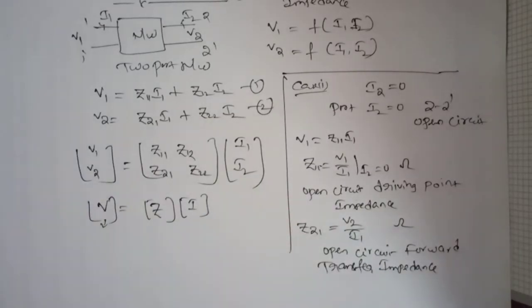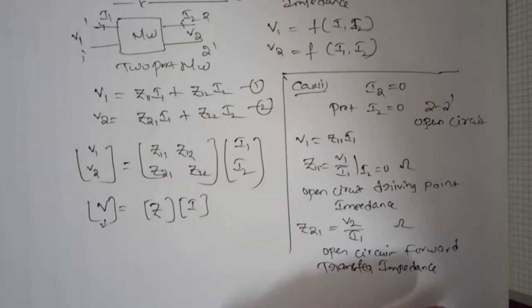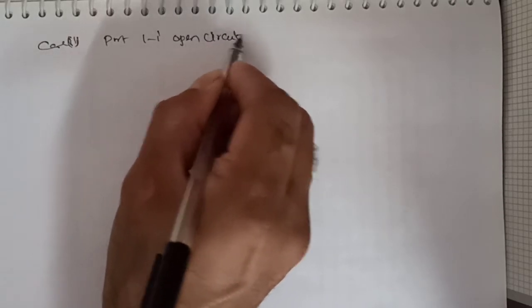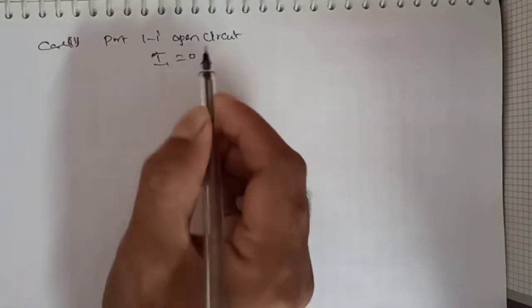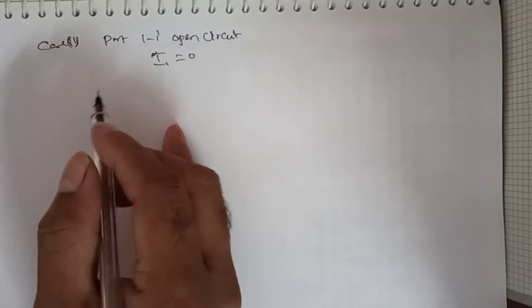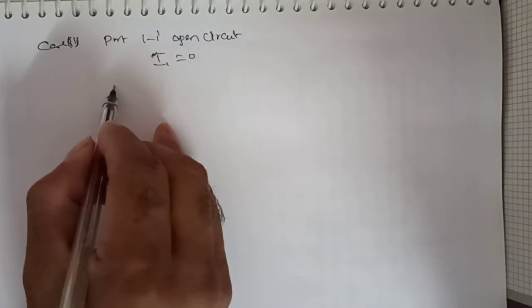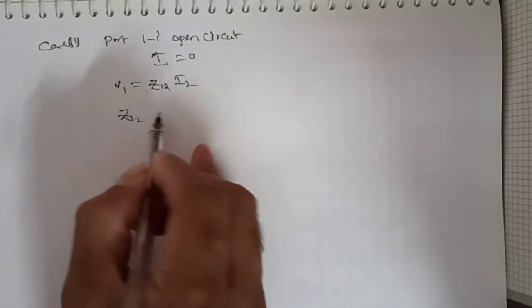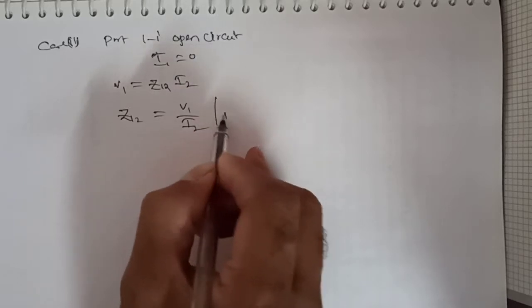So by making one port current 0, we got two parameters. To obtain the remaining two parameters, we have to make port 1-1' open circuited, which I am taking as case 2. That means I1 is equal to 0. When I1 is equal to 0, by using equation 1 we get V1 is equal to Z12 I2. That is why Z12 equal to V1 by I2 when I1 is 0.